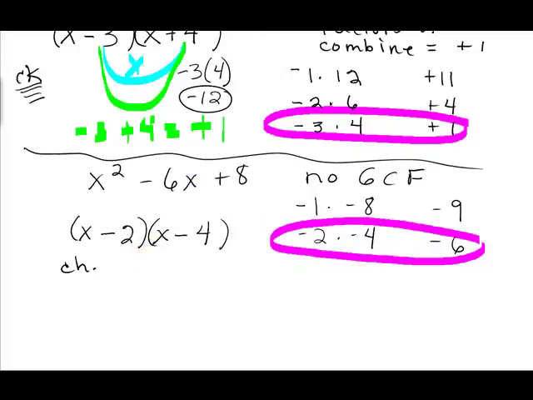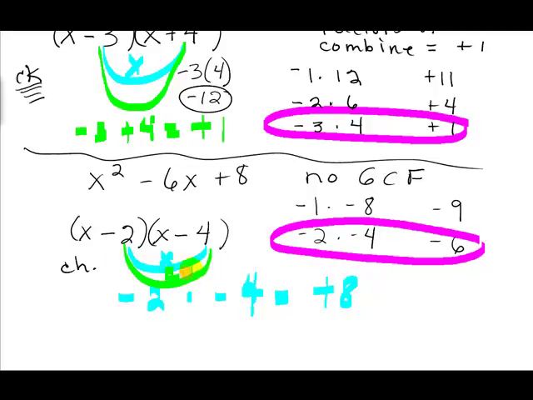So when I look here and I multiply -2 times -4 equals +8. When I take here and I combine, I have -2 minus 4, which equals the -6, which is what I started with here. So everything checks.